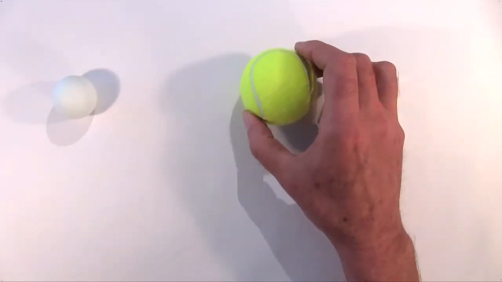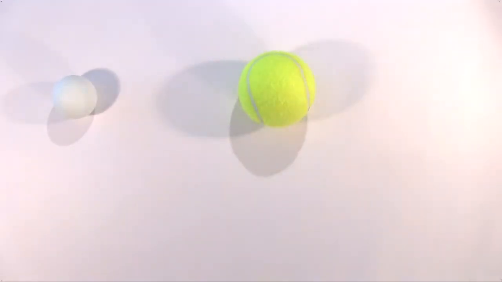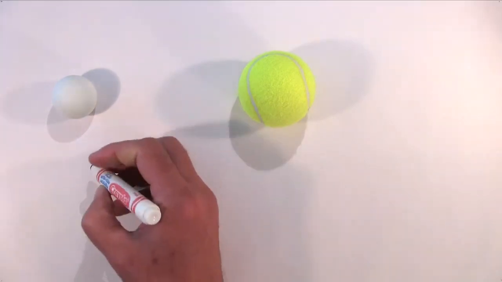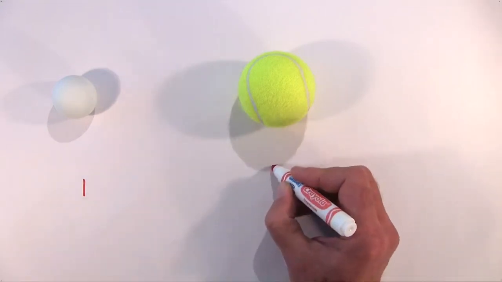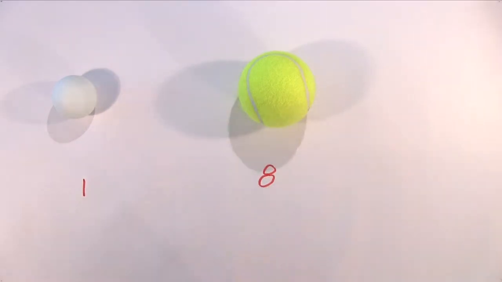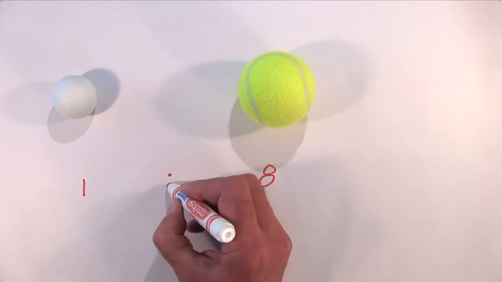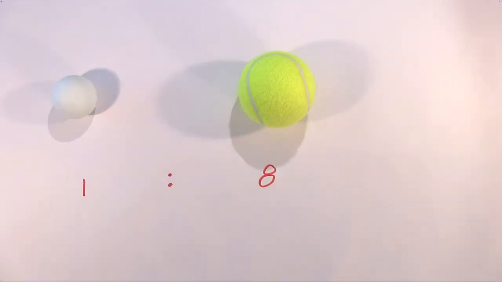Okay, before we really get into talking about moles, we're going to be talking about relative masses. Now, what does that mean? Well, here I have a ping pong ball, and here I have a tennis ball. Now, if I were to say the ping pong ball had a mass of 1, the tennis ball would have a mass of 8. They have a 1:8 ratio.